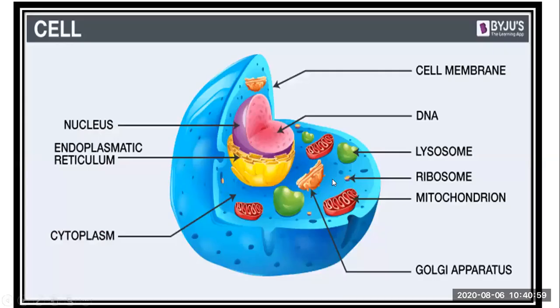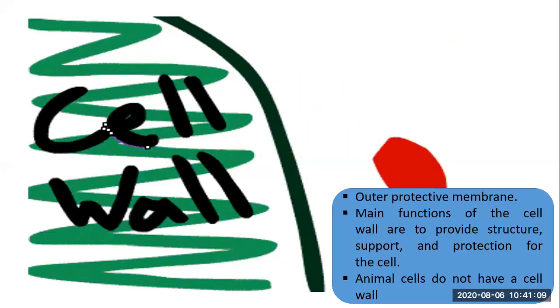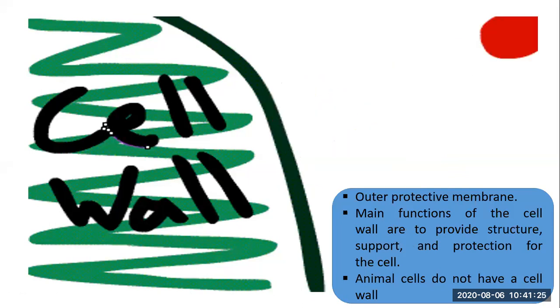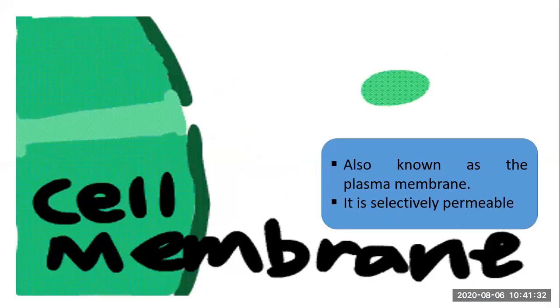As you can see, this is the cell picture. Different organs are there. These are all known as organelles because they are present in the cell. So we will see them one by one. First you can see the cell wall. As you can see, this is a wall which is protecting the cell, so that's why it is known as a cell wall. It is the outer protective membrane, and its main function is to provide structure, support and protection for the cell. Always remember, plants have a cell wall, but animals don't have a cell wall. That is a very important thing you have to remember.